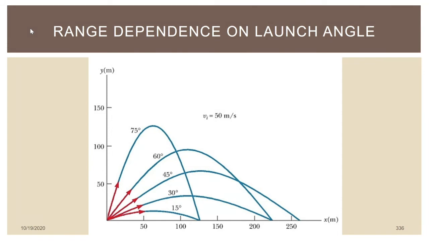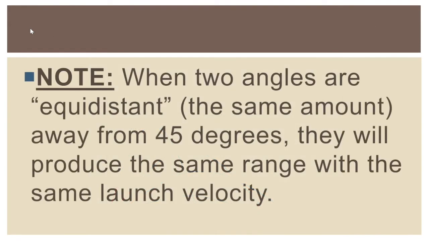Okay, so our one quick note before we move on here, this is an important point. When two angles are equidistant, or in other words, the same amount away from 45 degrees, they will produce the same range if the launch velocity is the same. So for any two angles that are the same number of degrees away from 45, they'll produce the same range with the same launch velocity.